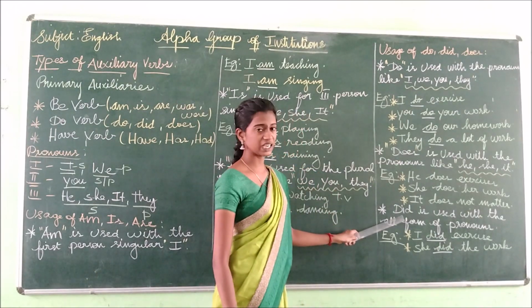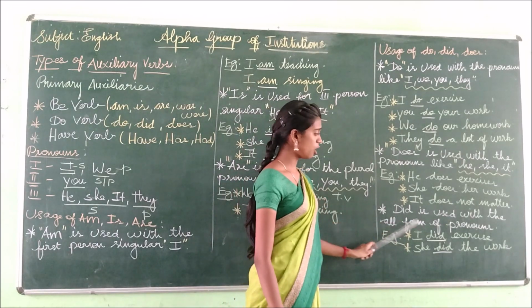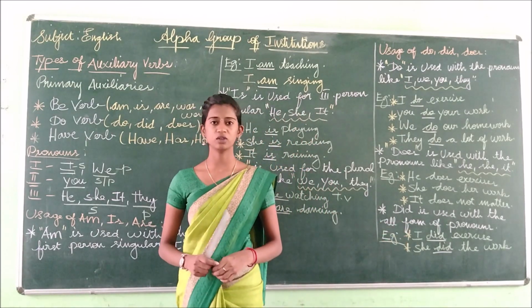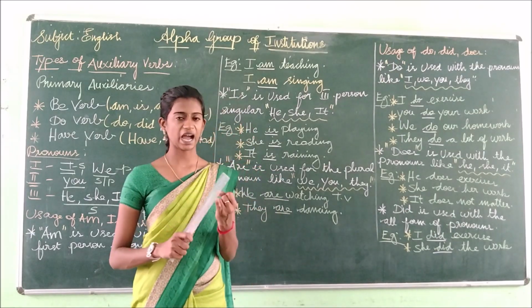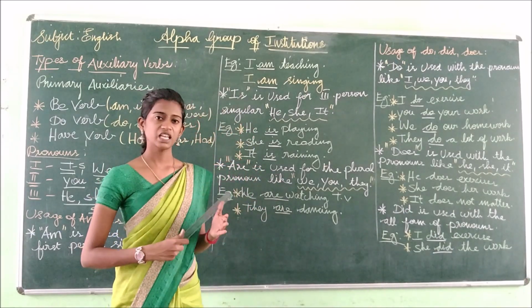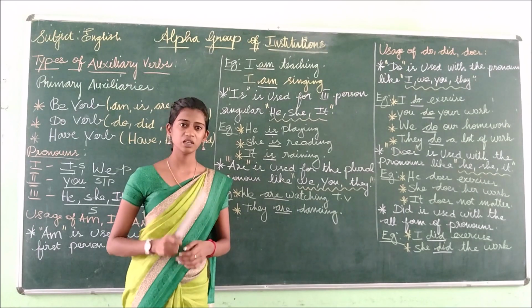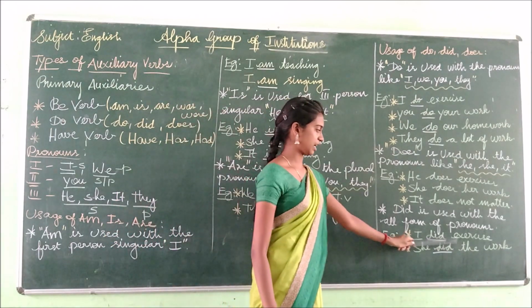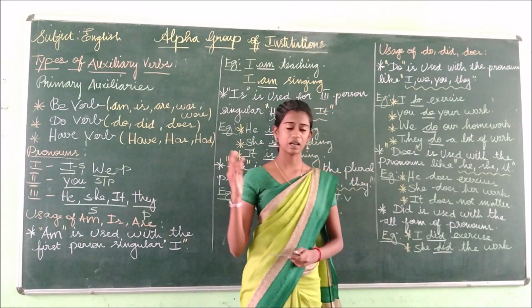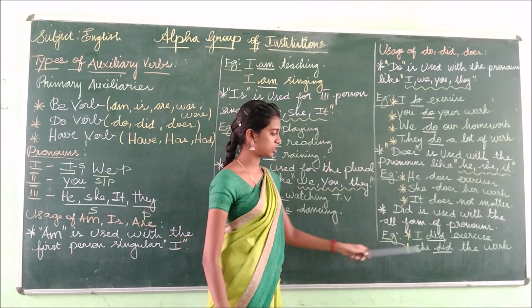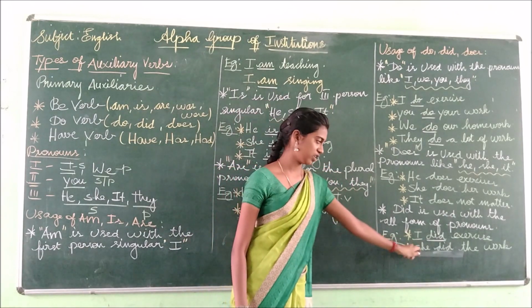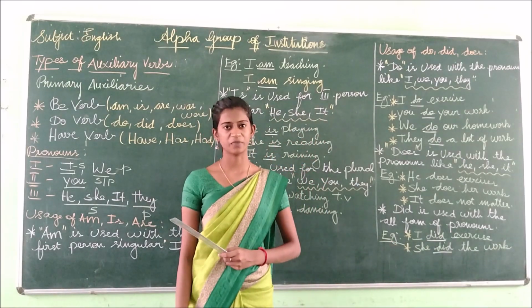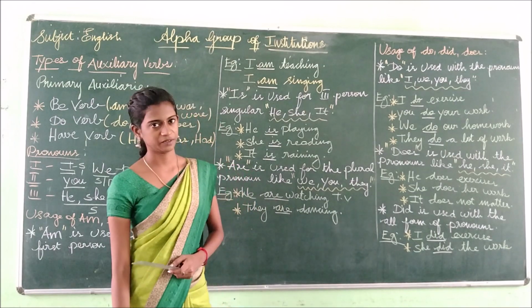And then did. Did is used with all forms of pronouns. Did is the past tense. So you can use it with all the pronouns like I, we, you, they, he, she, it, but it has to be used only in the past form. For example, I did exercise. So the exercise has been done already, so we have used did. She did the work. She had already done her work. The sentence is in the past form, so we have used did.